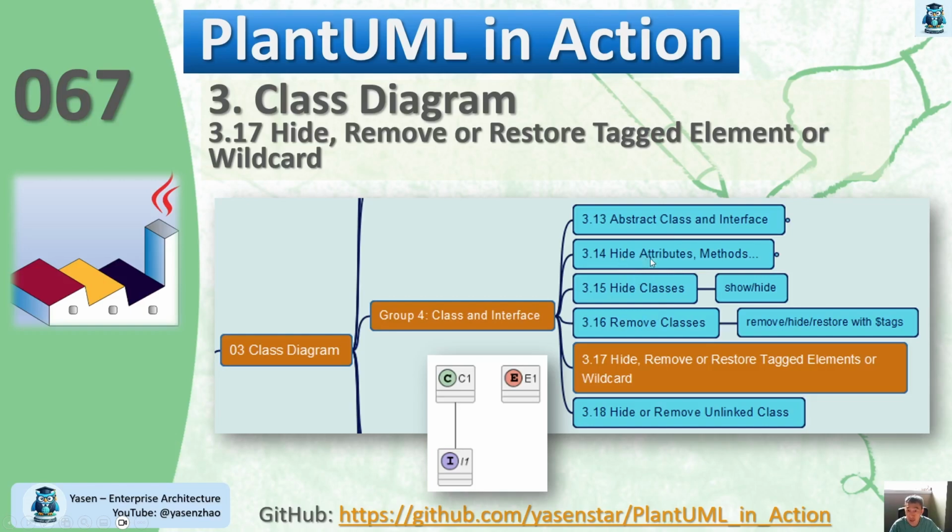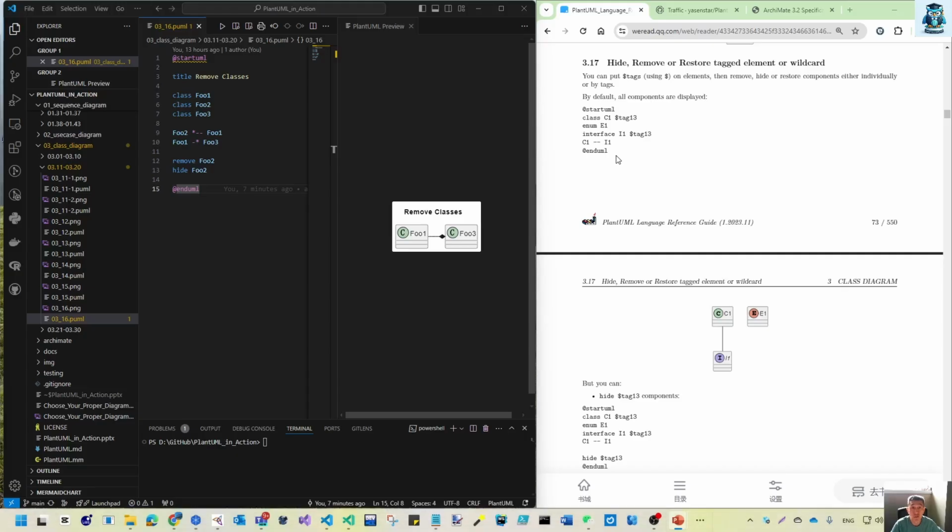So let's do this testing, and I hope you have already watched the last three videos at least: how to hide certain contents, how to hide the class itself using show hide, and how to remove. We're only talking about remove; we haven't talked about restore. Restore is this video. This dollar tag will be our focus, and we need to understand it clearly. The next video is the last one for group 4, to hide or remove certain unlinked classes. That is one of the trigger switches. So let's do this 3.17.